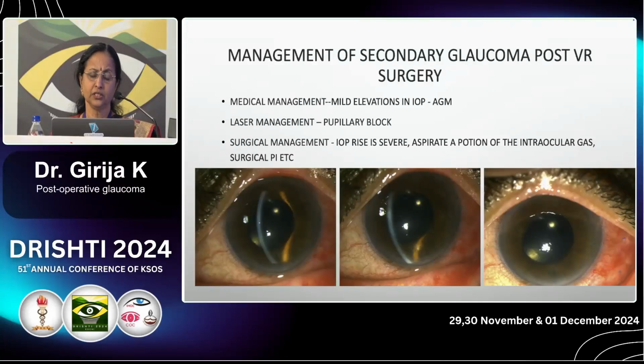Glaucomas post-VR surgery, mild glaucomas should initially be managed medically with anti-glaucoma medications, and the inflammation controlled with steroids. And if there is a pupillary block, you may have to do a peripheral iridectomy, and always do multiple PIs. The photos are showing a patient following a PPV who came with severe inflammation and secondary glaucoma. We did a PI, but it blocked and he came back again, and twice or thrice we had to repeat it, and we then later did a surgical iridectomy.